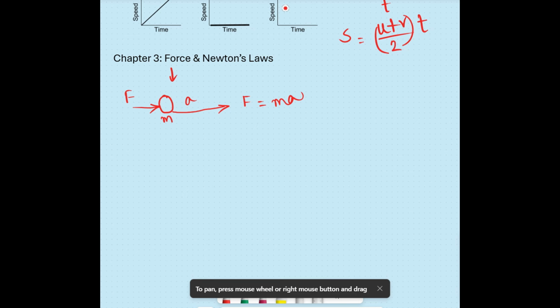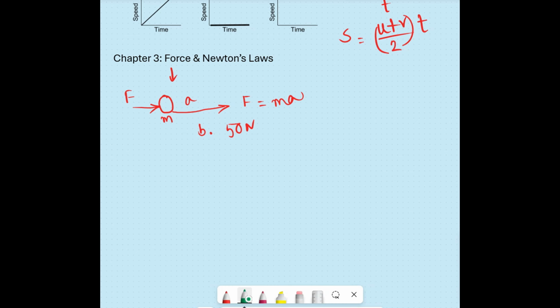Sometimes explanation type questions or comprehension questions, which is in the B number question, might ask what is 50 Newton. So what does it mean by the 50 Newton?